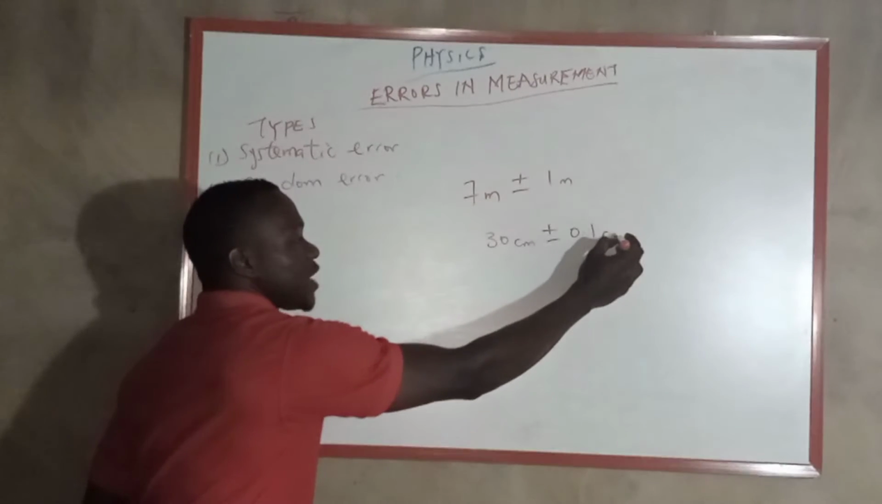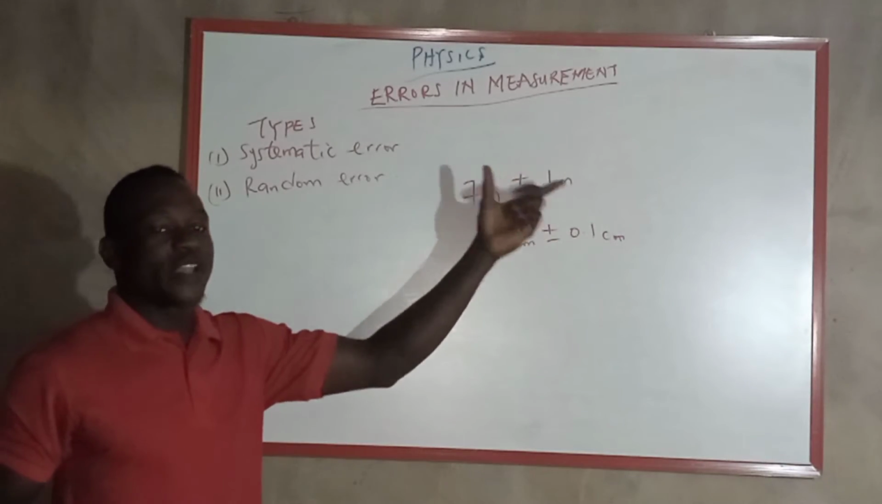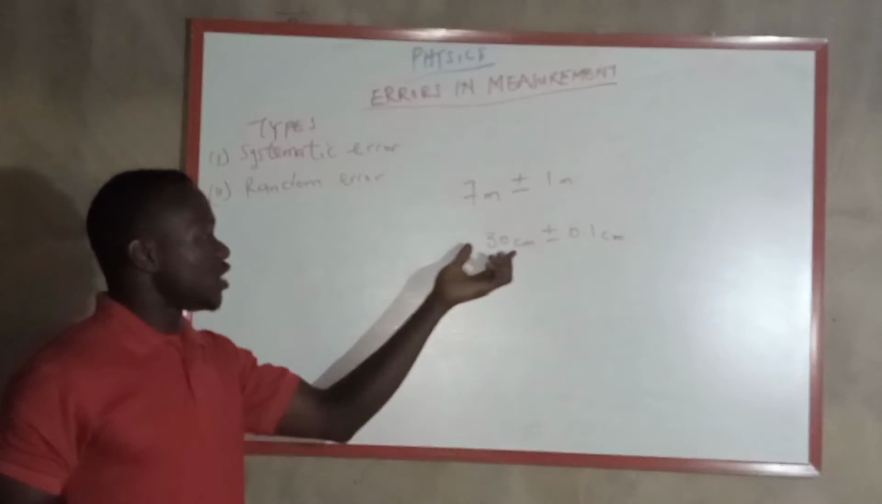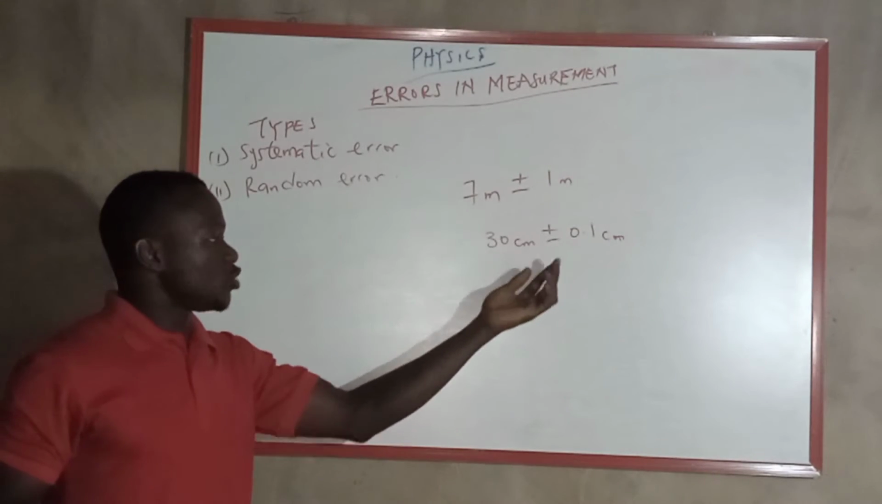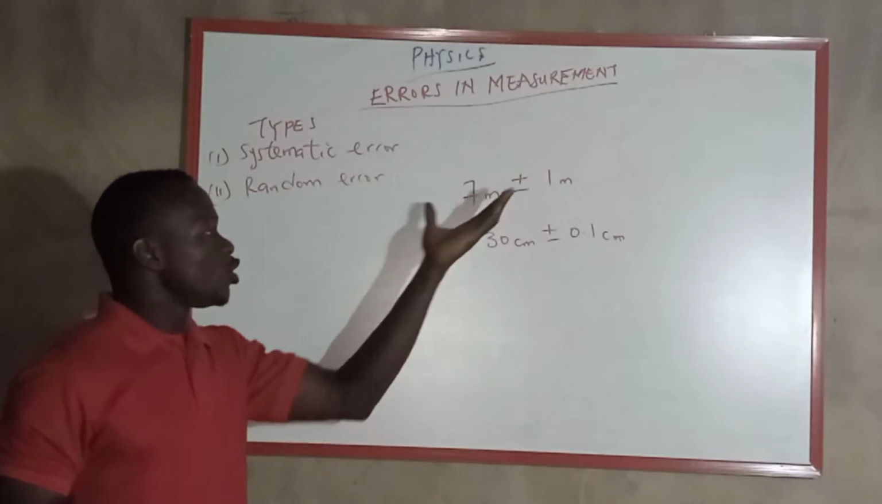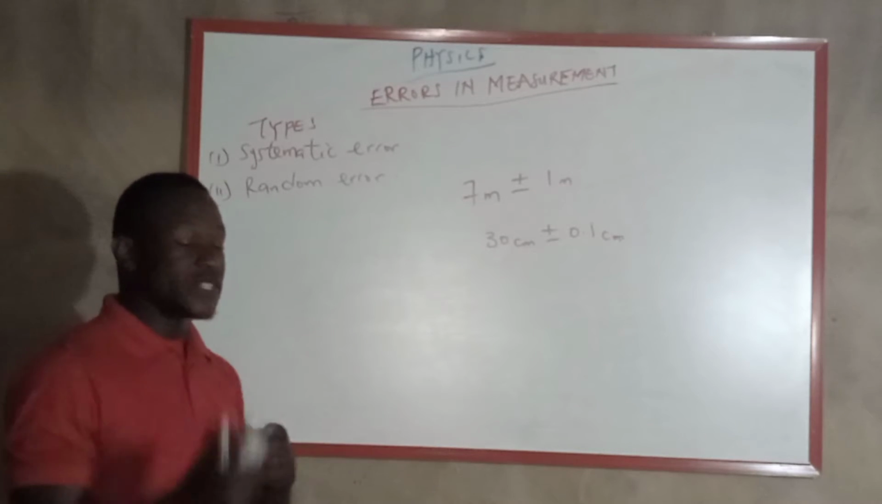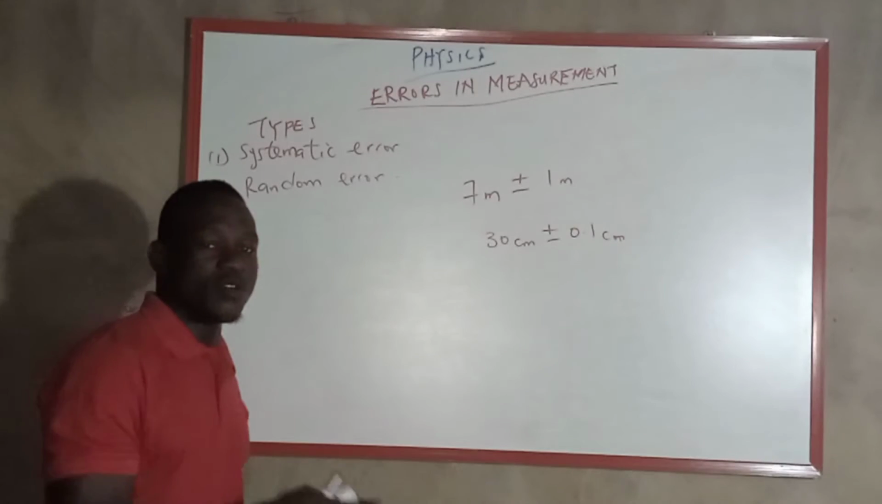So that means if you are to make an error in this ruler, you are going to make an error of plus or minus 1 meter. And if you are to make an error in this burette, you have to make an error of plus or minus 0.1 centimeters. So how are you going to calculate your percentage error to know if your experiment should be repeated or it should be gone ahead with?